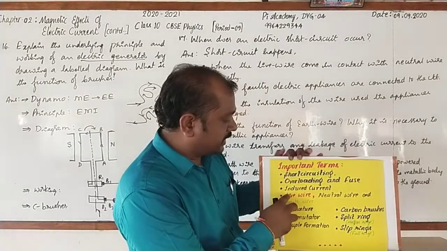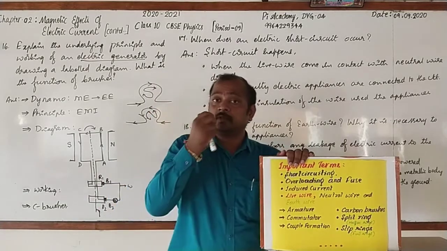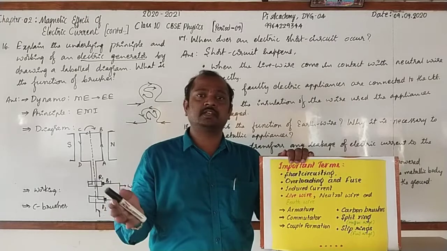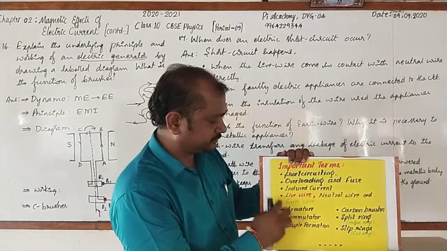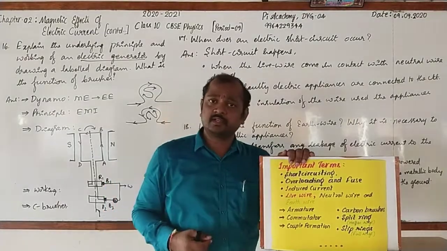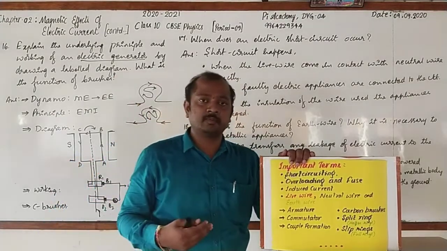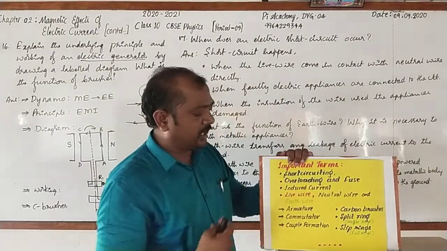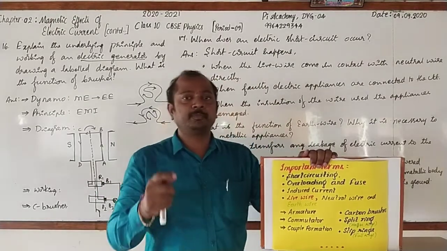Then next, induced current. We have already come to know that. That is, when the magnetic field linking with the coil changes, then current is generated. This current is known as induced current. Then, in case of domestic wiring, we use many terms. Among them, these are the different wires: live wire, neutral wire, and earth wire. Live wire is a high potential wire.